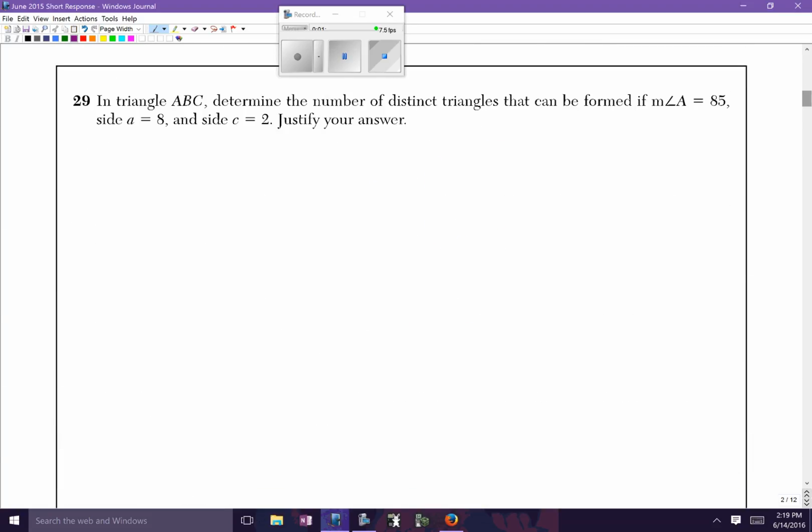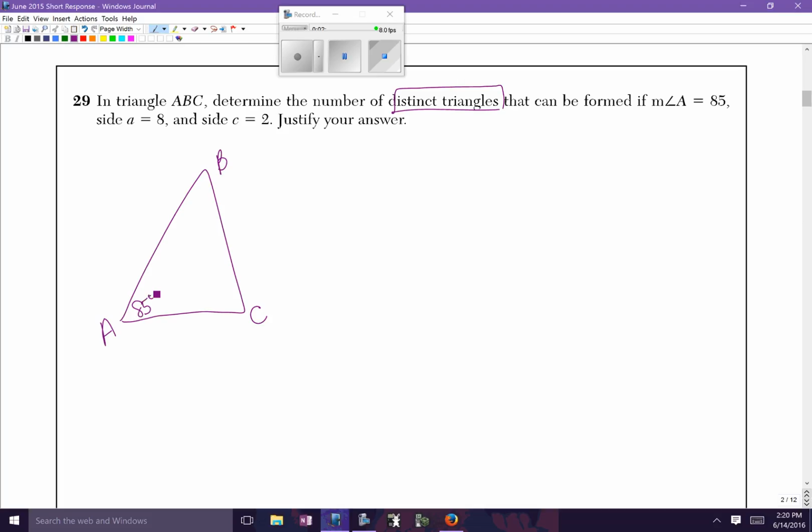In triangle ABC, determine the number of distinct triangles that can be formed if the measure of angle A is 85, side a is 8, and side c equals 2. Justify your answer. So this part right here, distinct triangles, whenever you read that, I want you to say that's law of sines. So we're going to draw a diagram. Again, you don't have to draw the diagram. I happen to like drawing the diagrams. I like the visual representation.